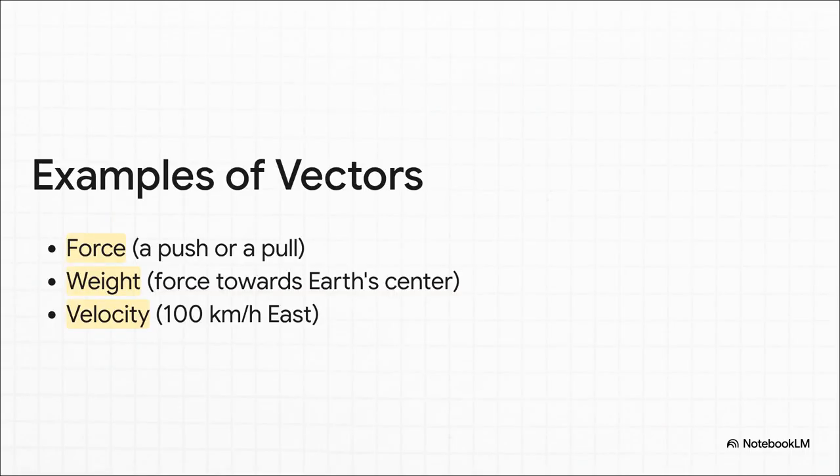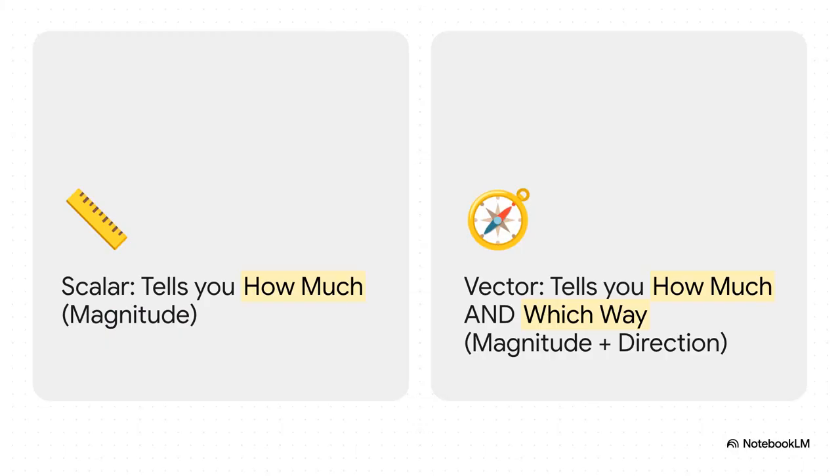Think about it for a sec. A push or a pull, a force, isn't just a certain amount of effort. It's a push in a specific direction. Your weight is a force that's always pulling you down toward the center of the planet. And your car's velocity isn't just how fast you're going, it's how fast and where you're going, like 100 kilometers per hour due east. So let's put them side by side. It's really this simple. A scalar tells you how much. A vector tells you how much and which way. One's just a number, but the other tells the complete story when we're talking about things like motion and forces.